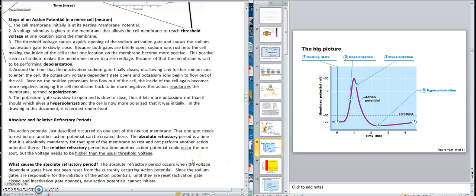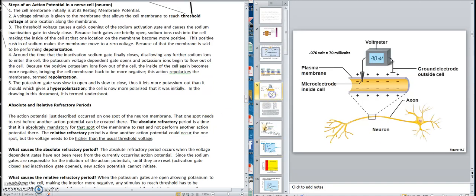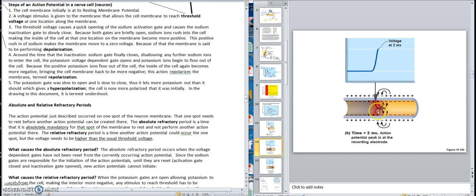The action potential just described occurred on one spot of the neuron membrane. That one spot needs to rest before another action potential can be created there. So the spot where the action potential occurred needs to rest before another action potential can come. That rest period is called the refractory periods. There are two of them.